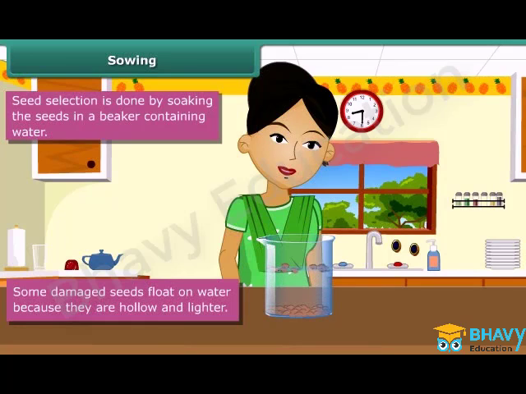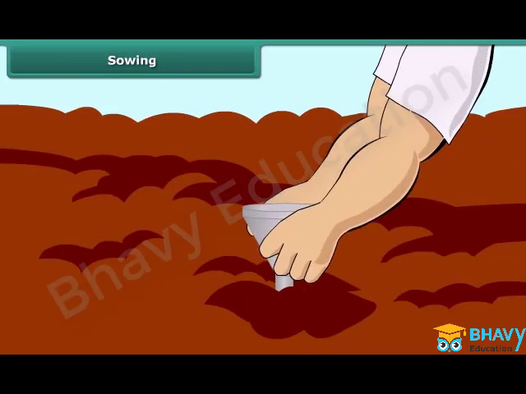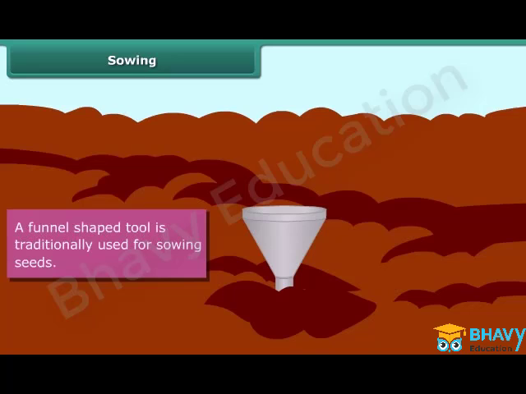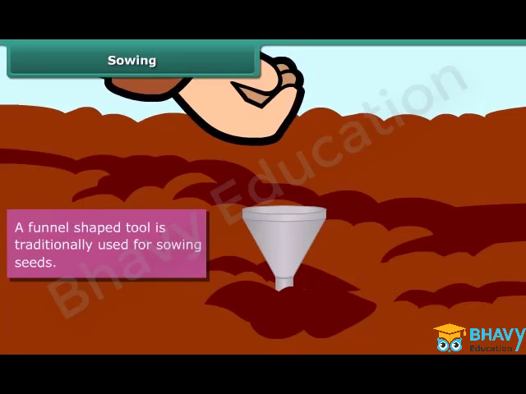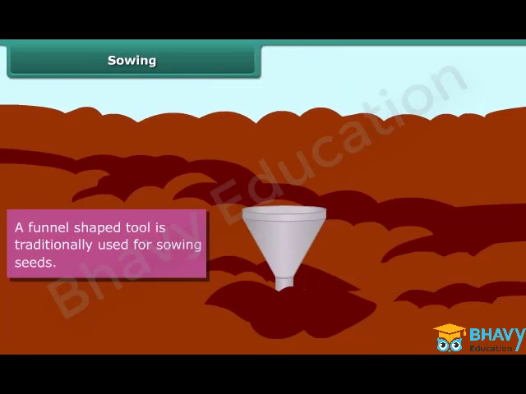Now let us see what the tools used for sowing seeds are. Look at this farmer. He has a funnel-shaped tool for sowing seeds. Observe closely. What is he doing with this tool? Yes, he is filling seeds into the funnel and passing them down through the sharp ends of the pipe to get them seeded in the soil. This is a traditional method and very easy.